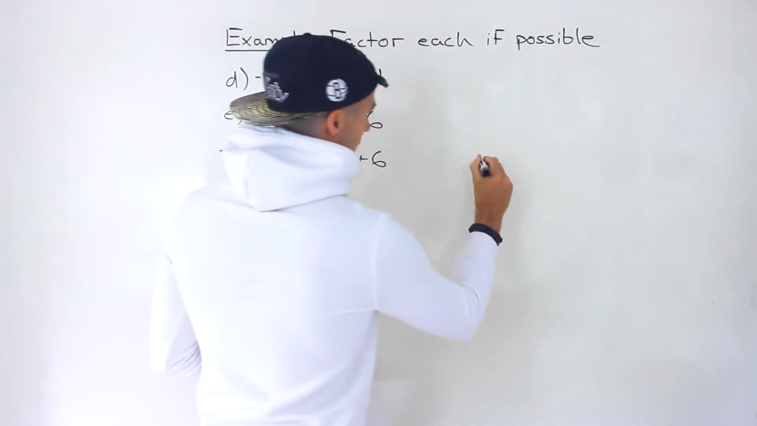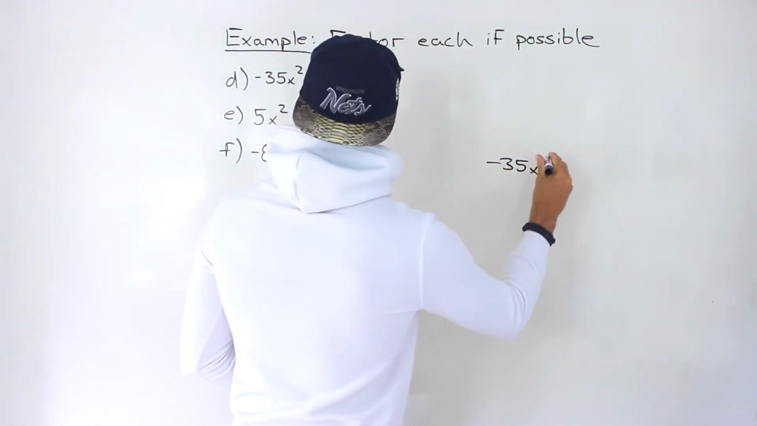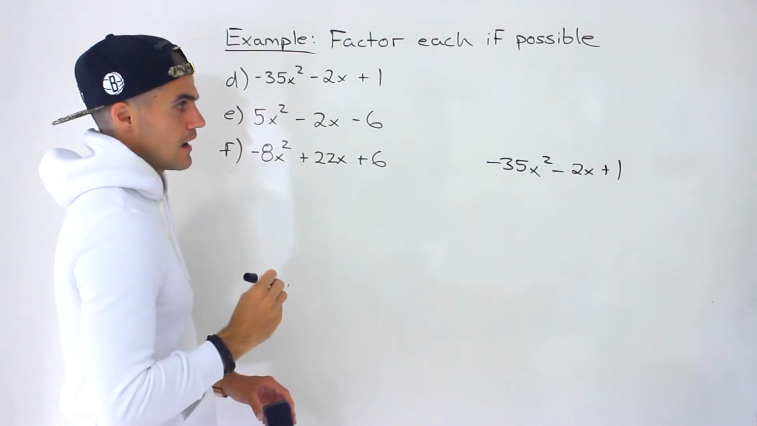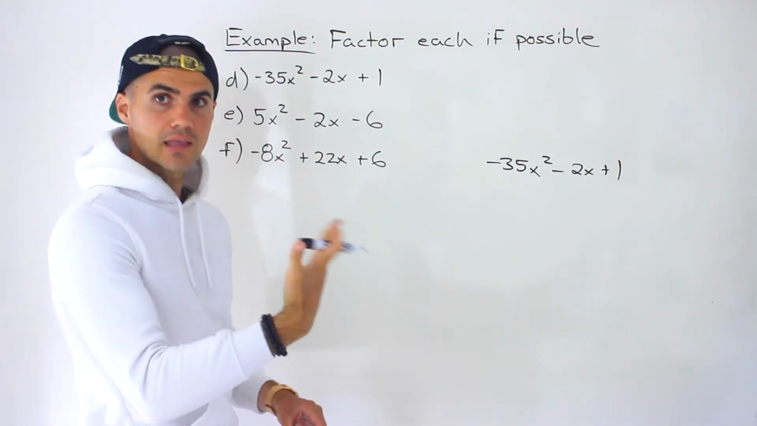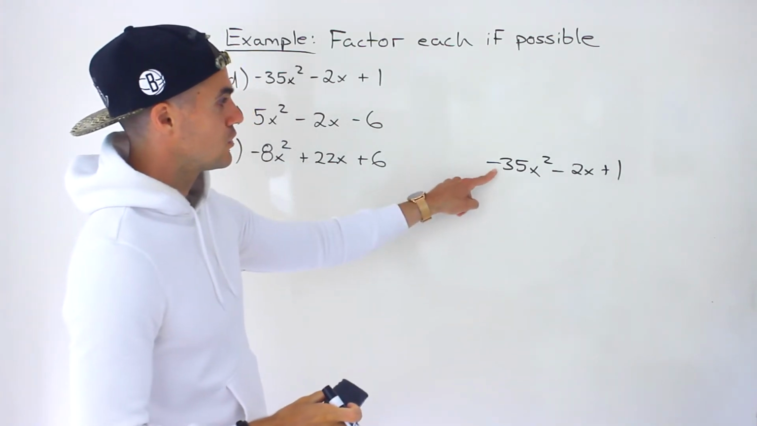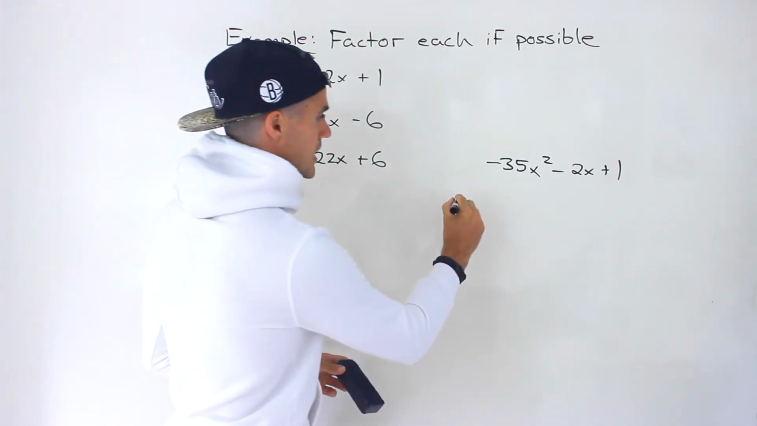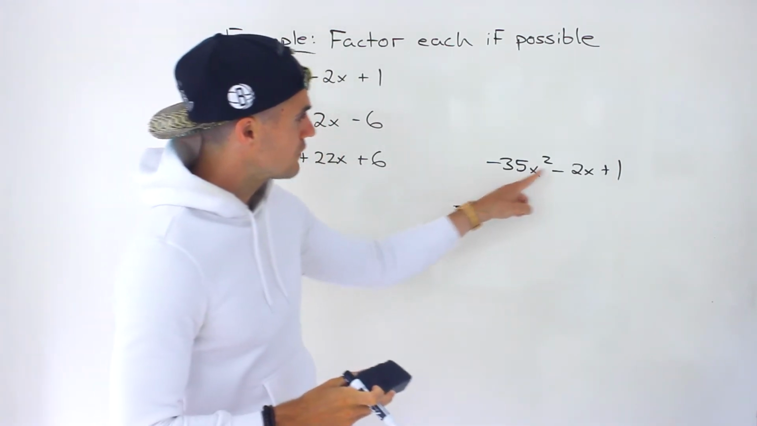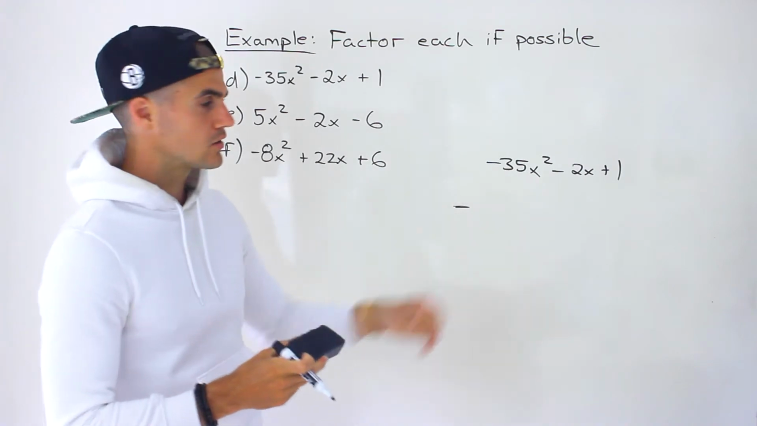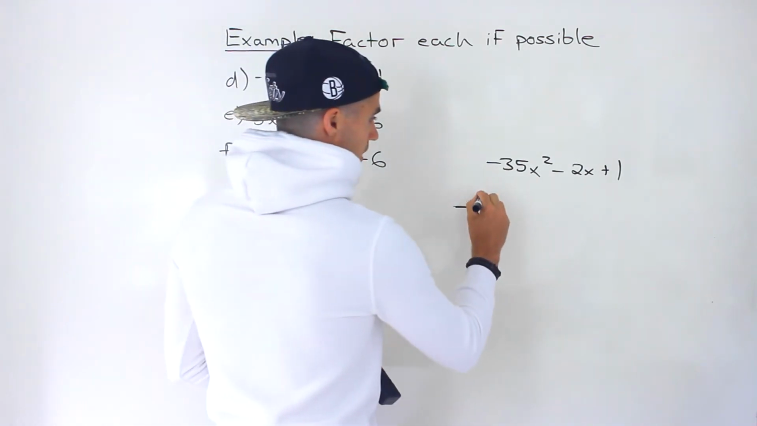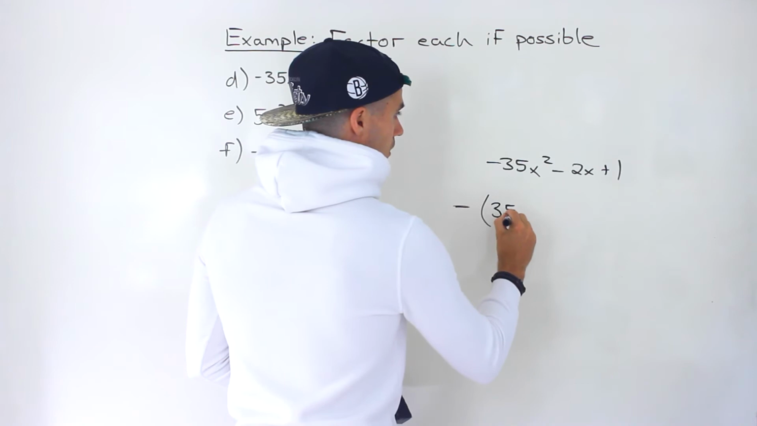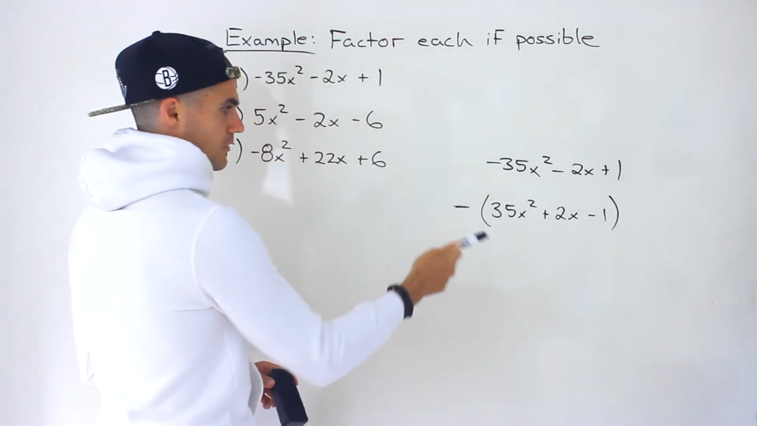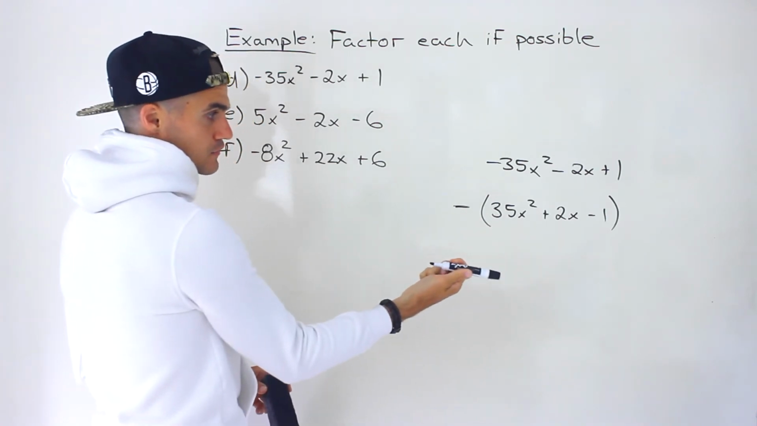So part D, we got negative 35x squared minus 2x plus 1, like that. So first thing we always check, can we take out a greatest common factor? Notice the leading coefficient is negative, so we're definitely going to take out a negative, at least a negative 1. Between the numbers 35, 2, and 1, there's no common factor between those, right? So we're only going to take out a negative 1 in order to let that leading coefficient be positive right there.